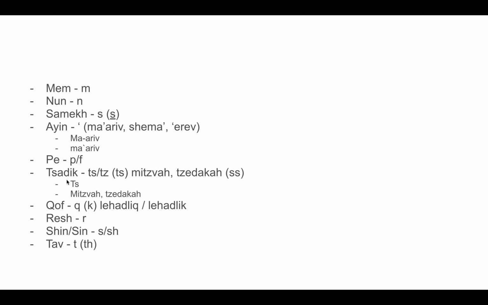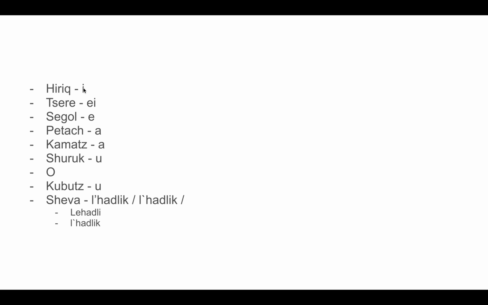The Pe and the Fe, Sadi, I use like TS, except for words that are well known, where sometimes I would just use the Z because it's more known. Some people prefer double S to get the Sadi pronunciation that's associated with Sephardic pronunciation. With the Qaf, I've used the Q, so lehadlik, instead of with the K. Resh, sin and sheen, like that. Taf, like this. The vowels I've written like this: hirik, sere, segol, petach, kamas, shuruk, kubutz, and the sheva.